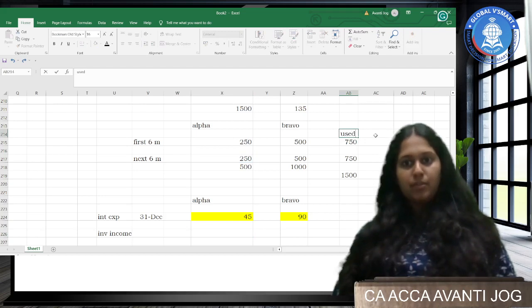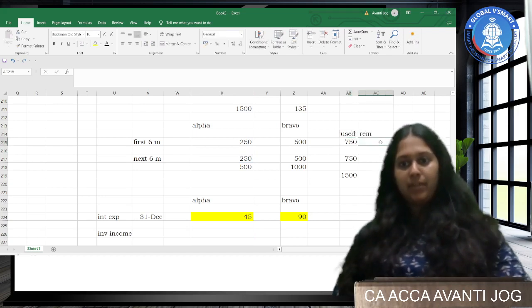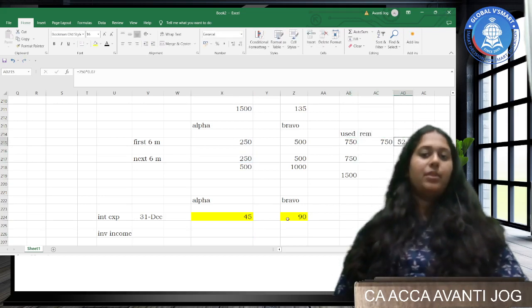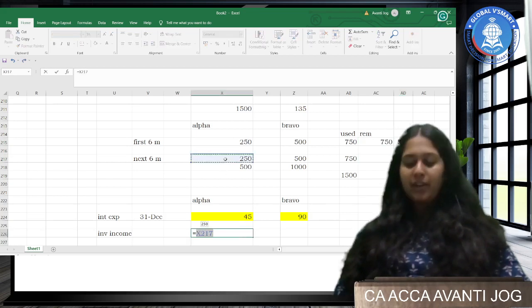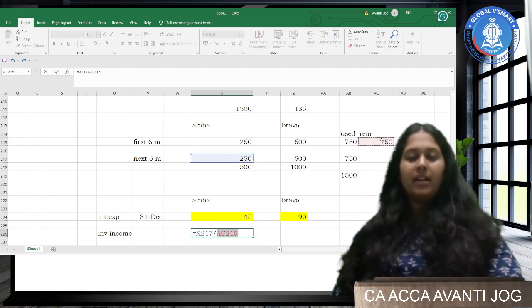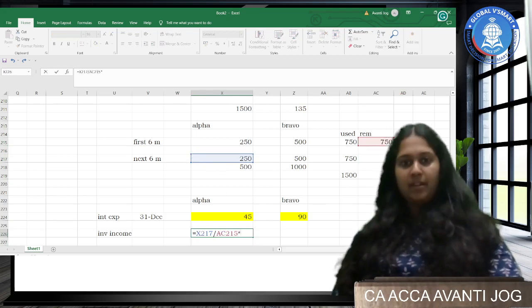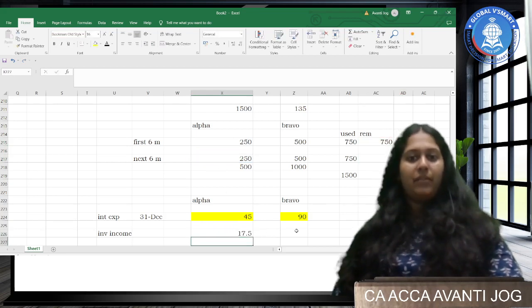This is used, so remaining is 750. Amount same hai na, isliye confuse ho sakta hai. So that is why I wrote that. Alpha ke remaining funds kitne? 250. Out of total of how much? 750. Aur interest kitna hai? 52.5. So Alpha ko kitna interest milega?